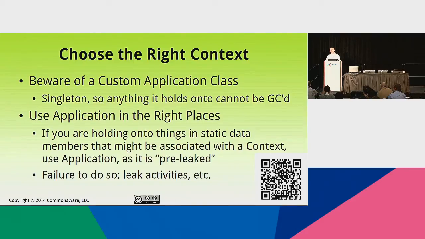Conversely, there's going to be cases where you specifically want to use the application context. If you legitimately have something that you want to be storing in some sort of a static environment, and it may have a context associated with it, all else being equal, you want to use the application context for that because it's already leaked. You can't leak it more by somehow having more references to it.